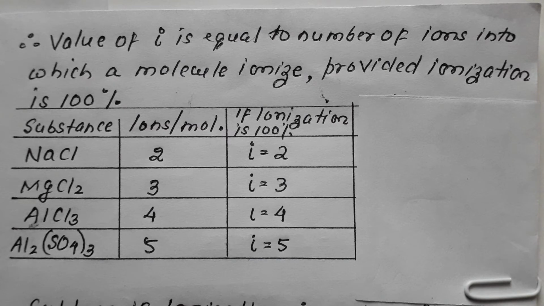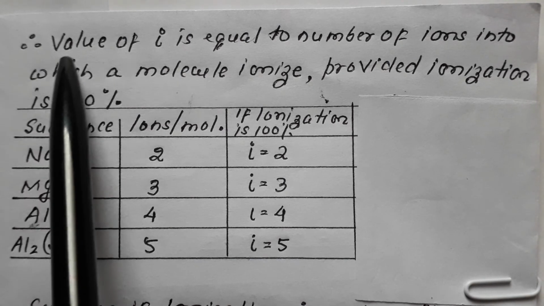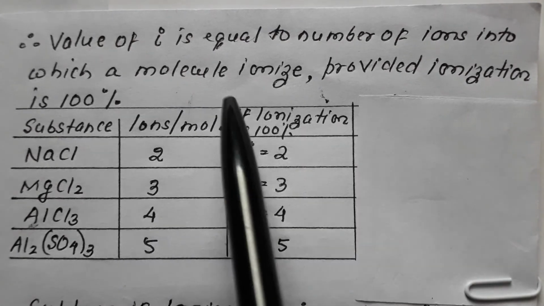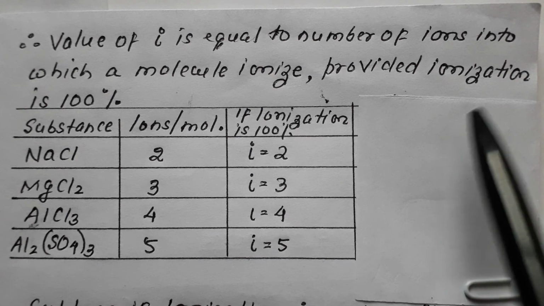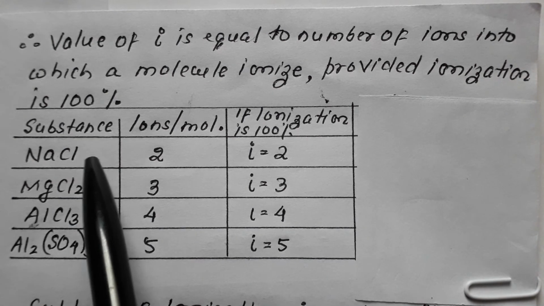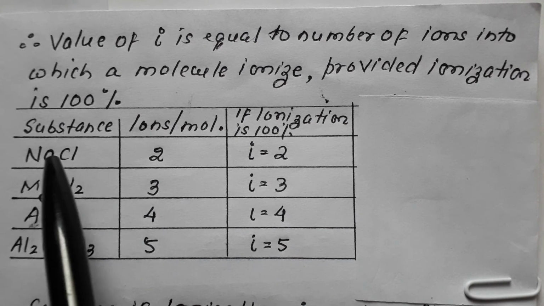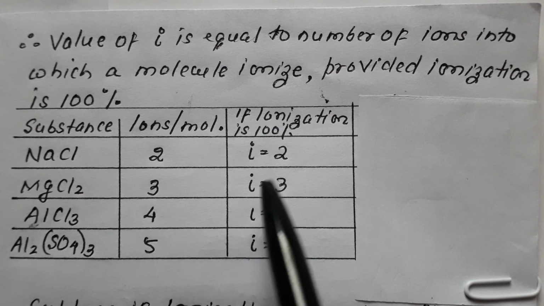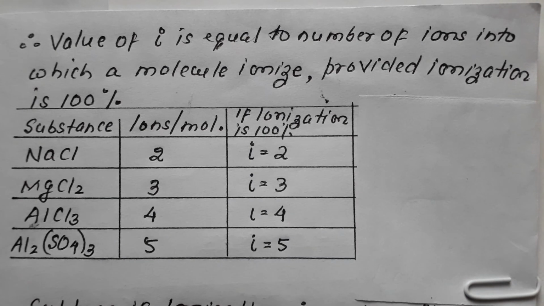If ionization is not 100%, then i will differ. But right now I am saying that the value of i is equal to the number of ions into which the molecule ionizes, provided the ionization is 100%. So suppose you have taken NaCl. NaCl ionizes to give one sodium ion, one chloride ion, 2 ions per molecule, therefore the value of i is 2.